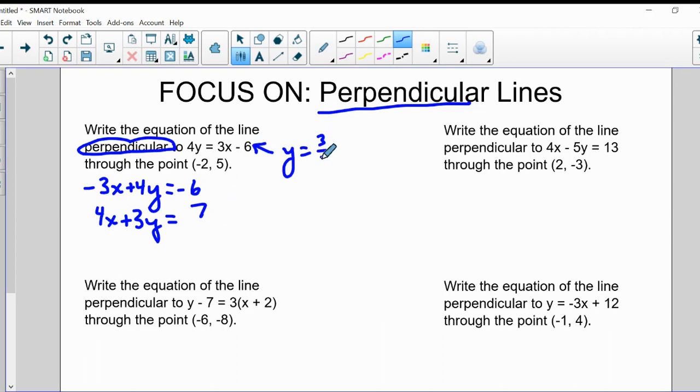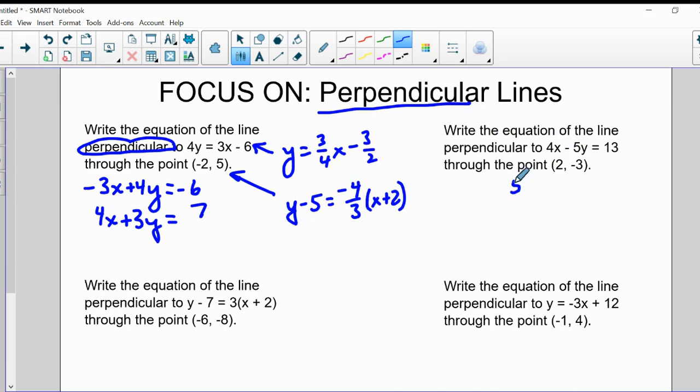I also could do the exact same thing I did on the first side and solve this: y equals 3/4 x minus 3/2, get an opposite reciprocal slope and do point slope form. So I could do y minus 5 equals negative 4/3 times x plus 2. I could have done that.